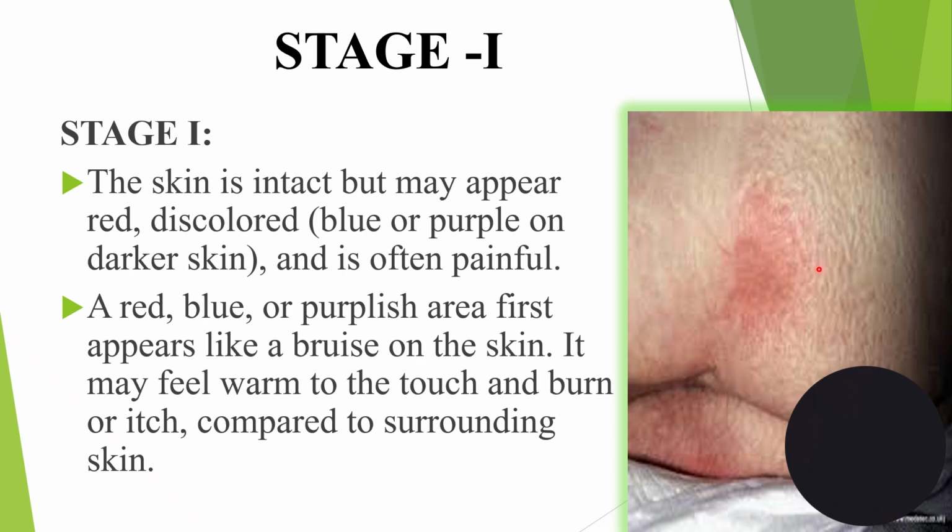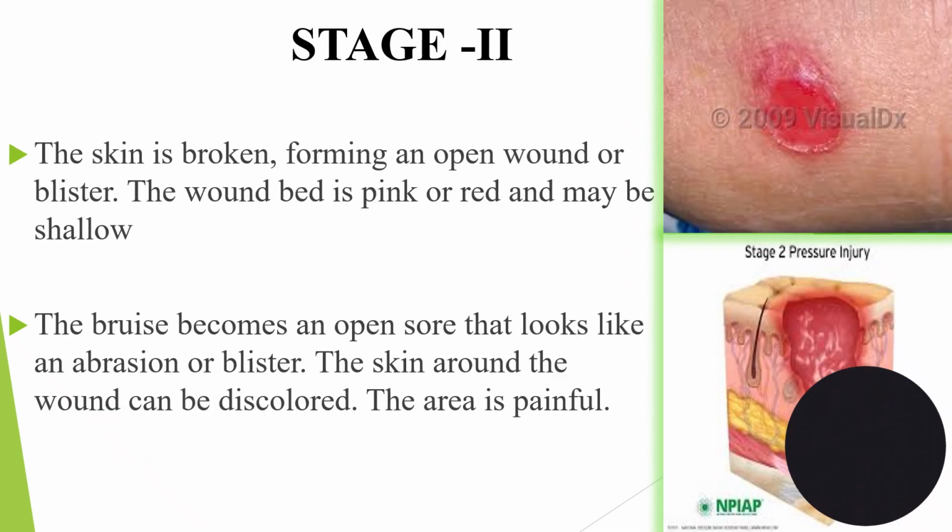So this reddish area may be a stage 1 pressure injury. In stage 1, the skin is intact. The skin may appear red discolored, and it is burning, with bruising of the skin, and warm to touch.